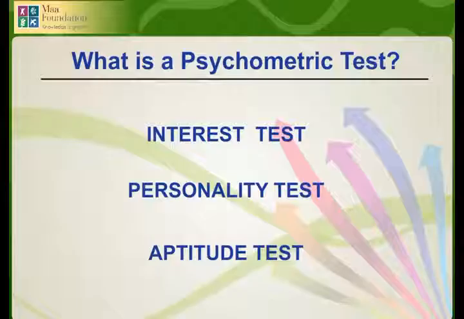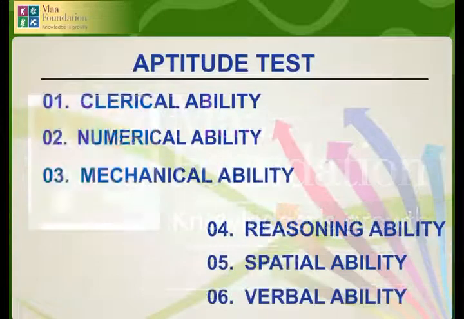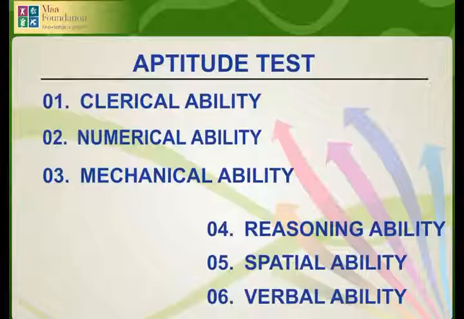A psychometric test is divided into 3 parts. First is interest test, which assesses in which field you are interested in. Second is personality test, which assesses your personality type. Third is aptitude test, which is divided into 6 categories. Aptitude test explores your ability to learn new things. This test is essential to know your strengths and weaknesses. It is divided into 6 parts.